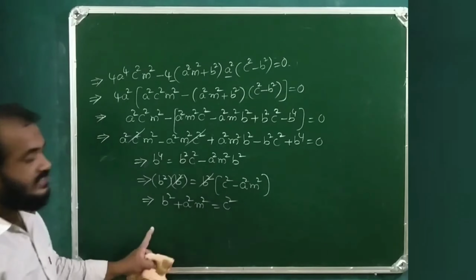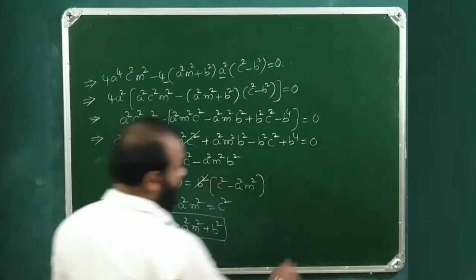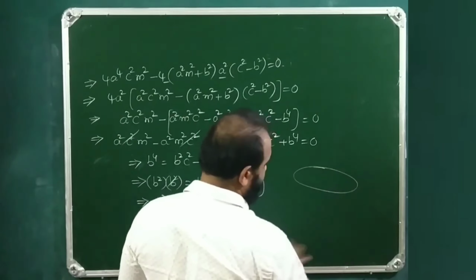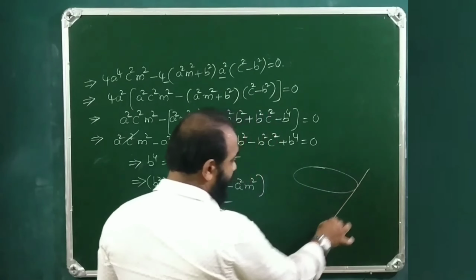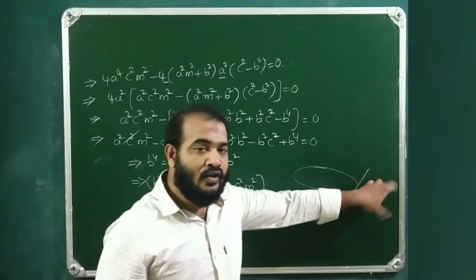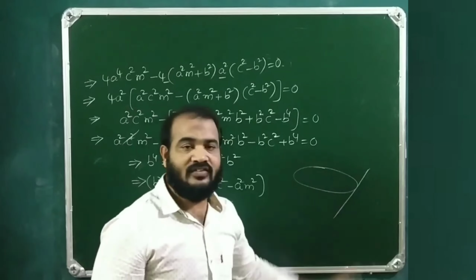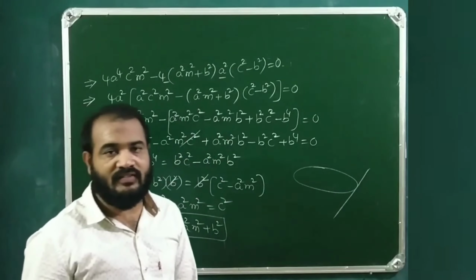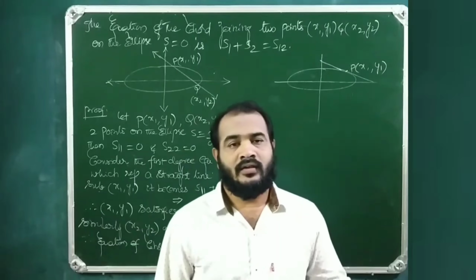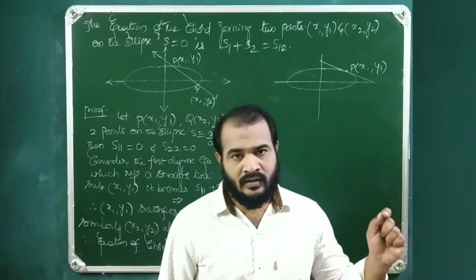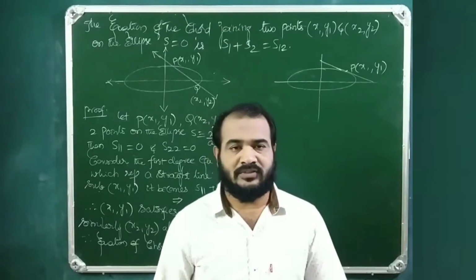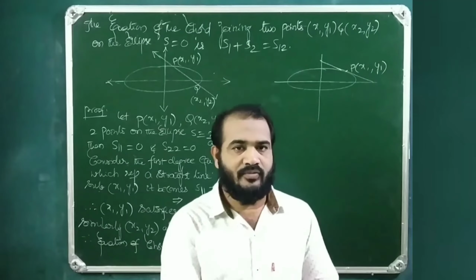Therefore, this is the condition for the straight line y is equals to mx plus c to be a tangent to the ellipse x square by a square plus y square by b square equals to 1. The condition for the straight line y is equals to mx plus c to be a tangent to the ellipse.